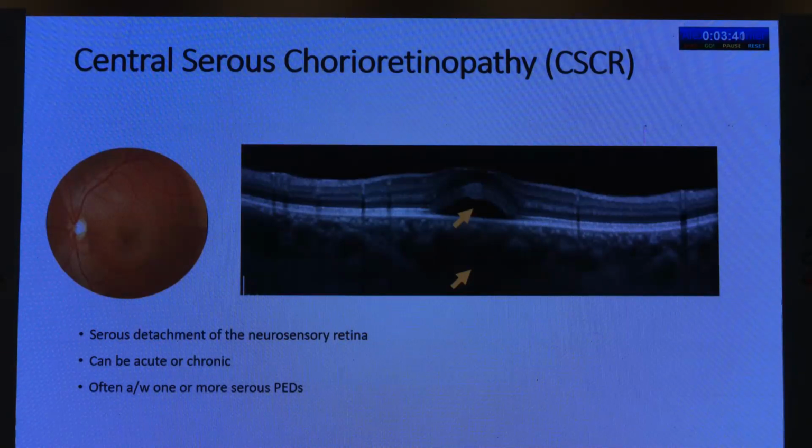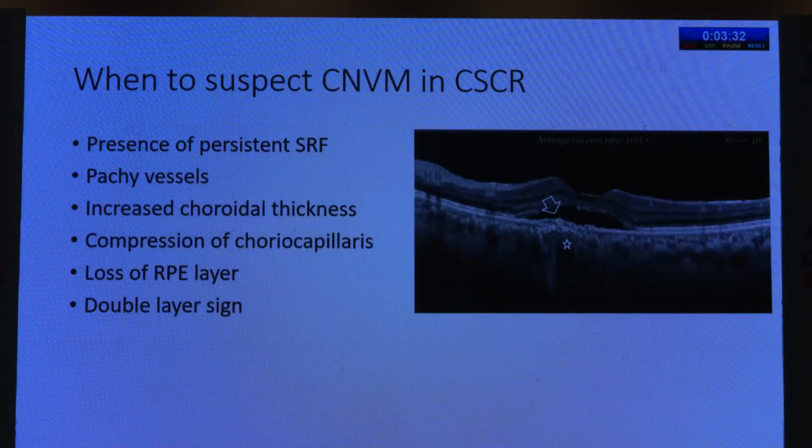So CSCR, again, is serous detachment of neurosensory retina. It can be acute or chronic, and it is often associated with one or more serous PEDs. So when do you suspect CNVM in a case of CSCR? When there is persistent subretinal fluid, pachy vessels, increased choroidal thickness, compression of choriocapillaris, loss of RPE layer, and double layer sign.